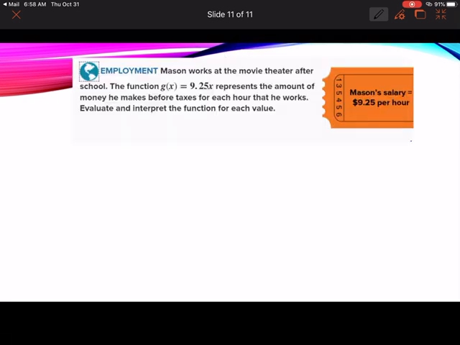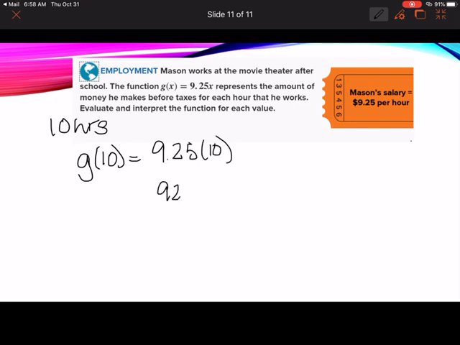Mason works at the movie theater after school. The function g of x equals 9.25x represents the amount of money he makes before taxes for each hour he's worked. So we're going to evaluate for hours. Let's say he works 10 hours. That means I'm going to find g of 10. So that's 9.25 times 10, which is 92.5. So if he works 10 hours, he makes $92.50.